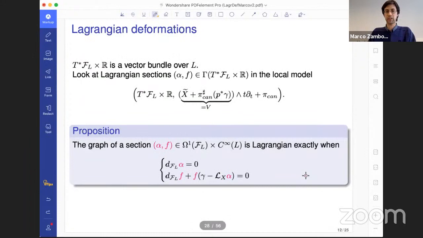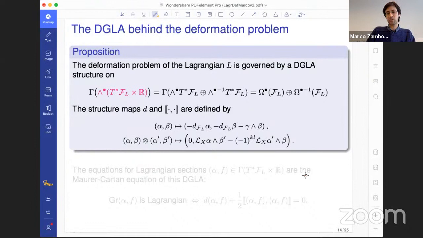Now, as is often the case, the deformations of a geometric object are governed by an algebraic structure, often a DGLA or an L-infinity algebra. Here, just a DGLA. So I will try to explain this here. There are lots of formulae, I'll try to make my point in the second part of the slide. So what this proposition is saying is that there is a certain differential graded Lie algebra on the sections of a vector bundle, which is just wedge of the dual of our normal model. And maybe the most geometric way to think about it is as sums of foliated forms on this foliation on L, plus a copy of itself, but with a degree shift.